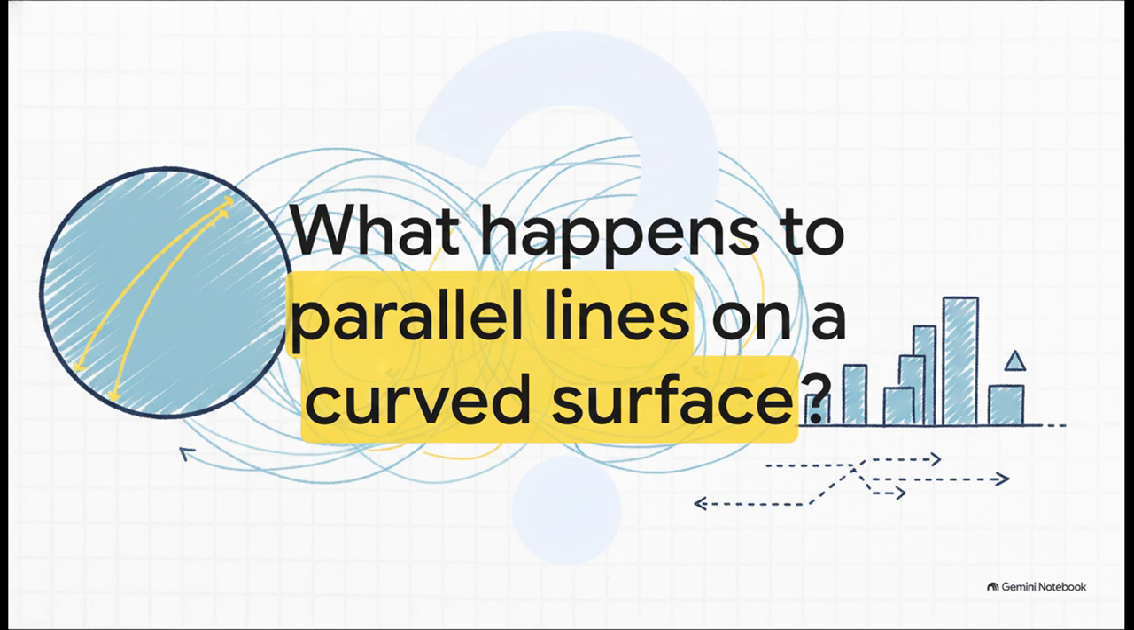But I want to leave you with a provocative thought to chew on. If everything we just learned relies entirely on perfectly flat, straight parallel lines, what happens to these rules when those lines have to travel across the vast, curved, spherical surface of the Earth? Can a true parallel line even exist on a sphere? That dives right into the wild world of non-Euclidean geometry, where the entire rulebook changes.